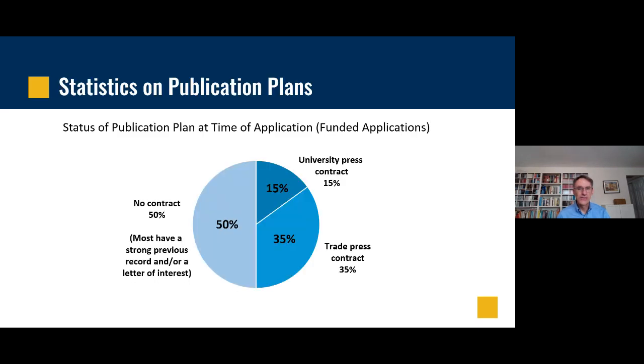And I can show you some statistics about that here. About half the projects that we funded so far did not have a contract at the time of publication. About 15% had a university press contract, and about 35% had a trade press contract. The caveat here on the slide is that of those applicants who received funding without a contract at the time of application, most had a strong previous record of publication for general audiences, or they had a letter of interest from a publisher as part of the application, or both of those things.